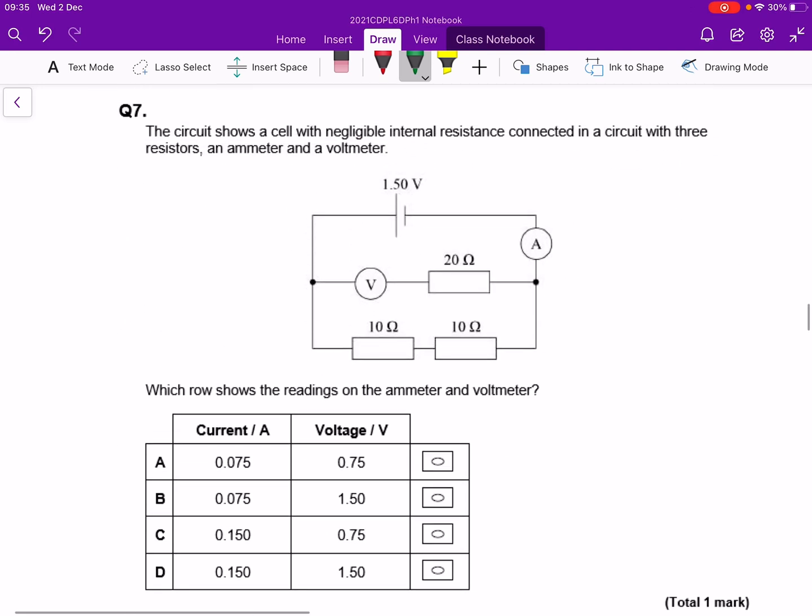Question 7. Which row shows the readings on the ammeter and voltmeter? Oh yes, we had this one before as well, didn't we? Let's see if I can get it quicker than we did last time.